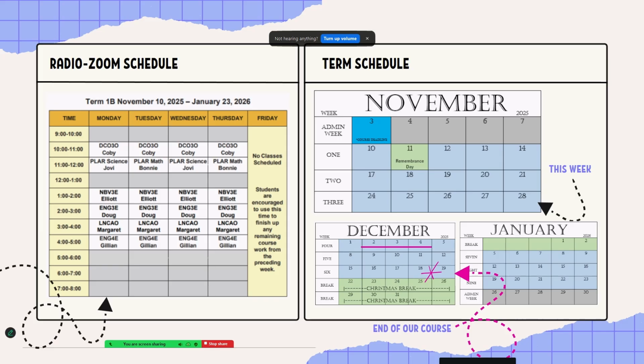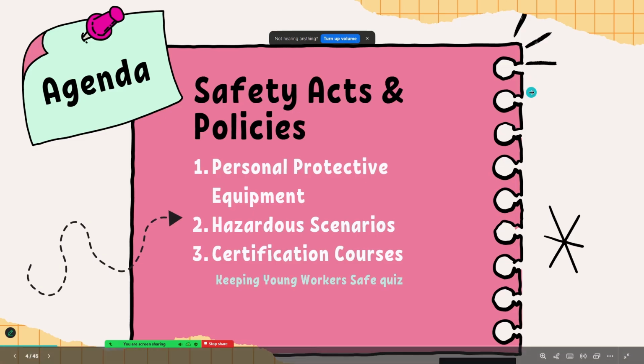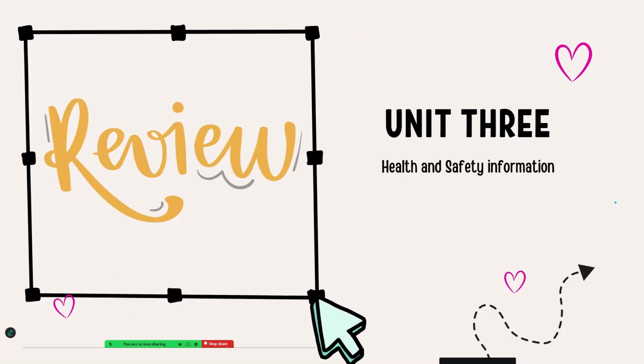So tune in. For the next 50-ish minutes, we are going to go through the DCO3O, Creating Opportunities Through Cooperative Education course, Lesson 11. We've been talking about safety acts and policies. Yesterday, we started. Today, we're going to continue. Today, we're going to focus on personal protective equipment, hazardous scenarios, and the certification course that you are going to need for your culminating digital portfolio.